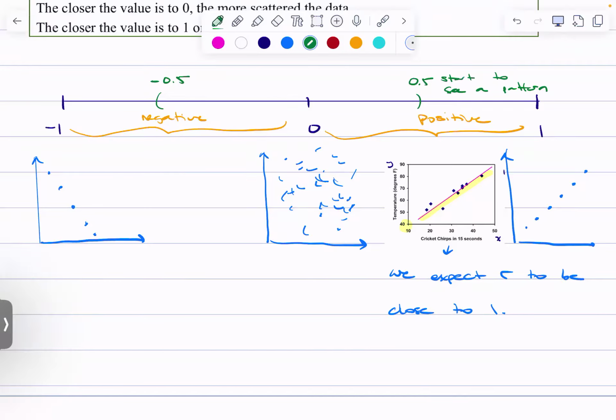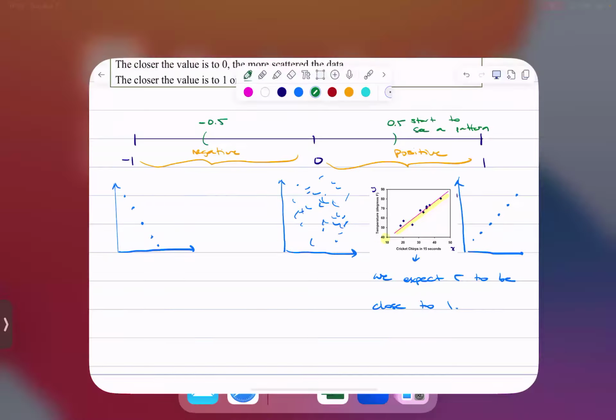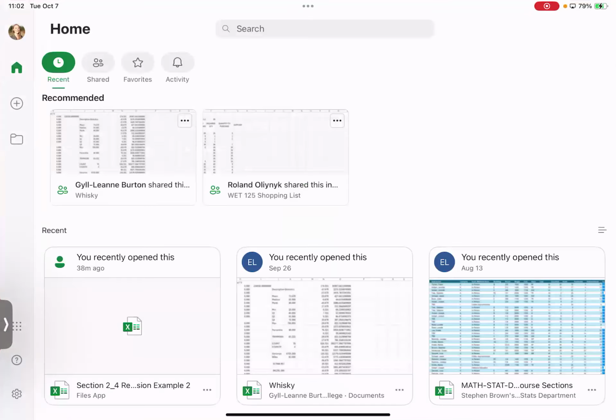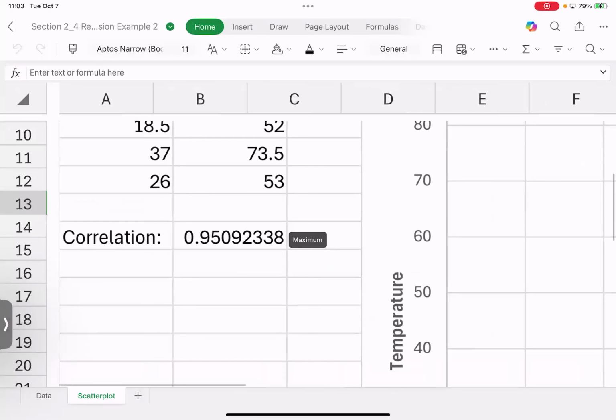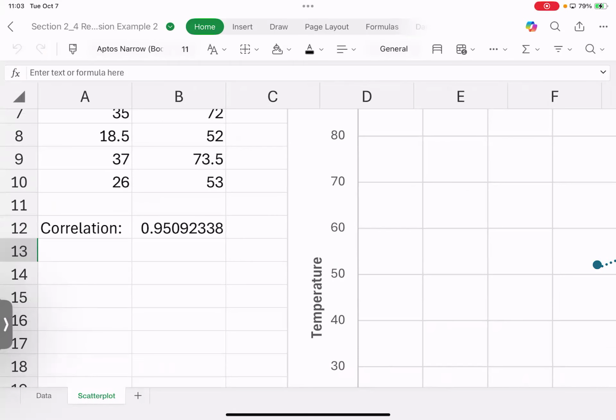Right? So in the Excel output, I should have just gone to the screenshot. I've calculated the correlation for us. There's a correlation function in Excel. And so if I click here, you can use the equals correlation of your X variable and your Y variable. And then it calculates it for you. You don't need to be able to do that, but the correlation is 0.950923338.